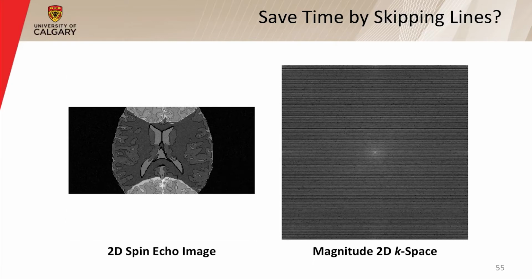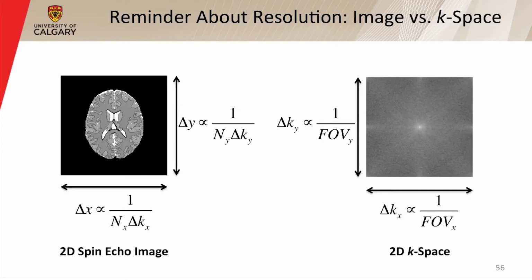It looks something like that. Why does it look like that? Well, if you remember our discussion a few talks ago, there's this reciprocal relationship between points in K-space and points in image space. And remember, we know that the spacing in the y direction between our K-space points is inversely proportional to the field of view in the y direction.